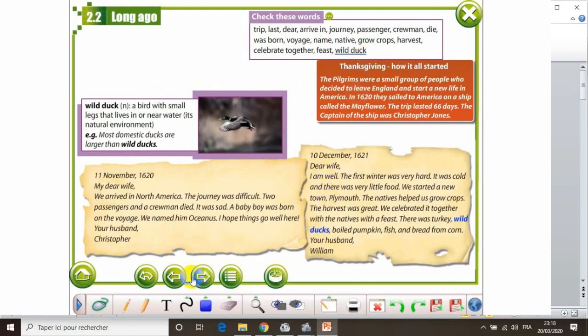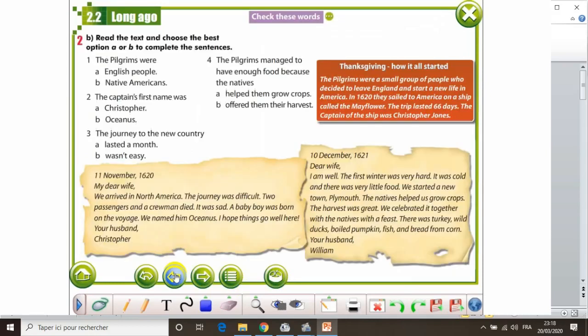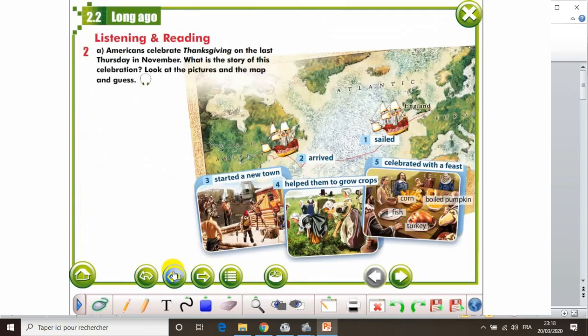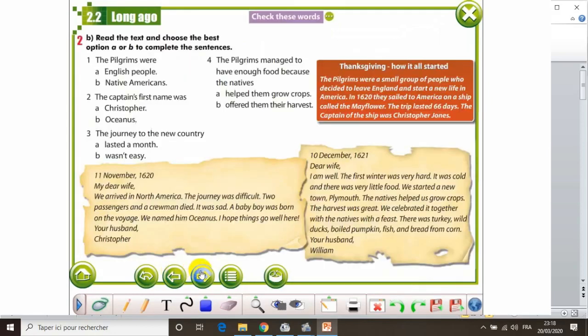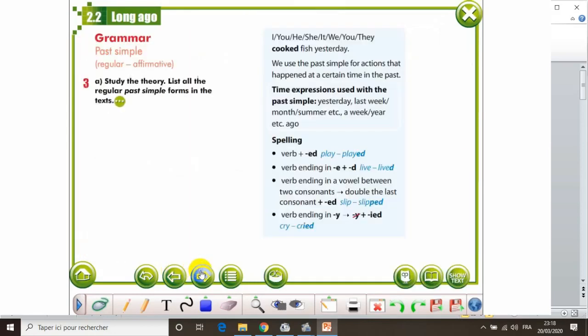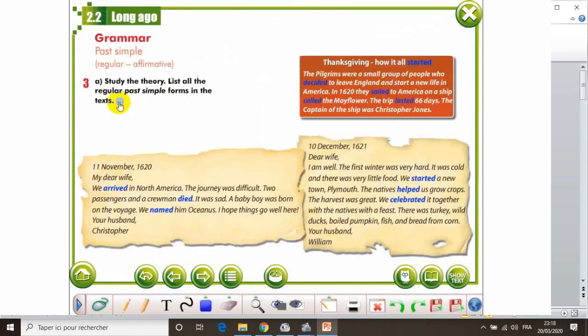So we go to the grammar. We have here grammar, the simple past forms in the text, you see. It is written in blue to attract your attention when you read.